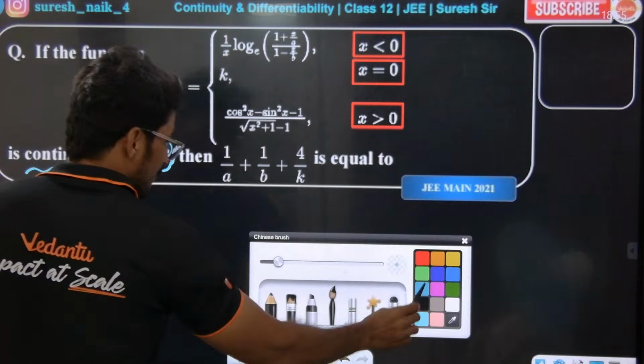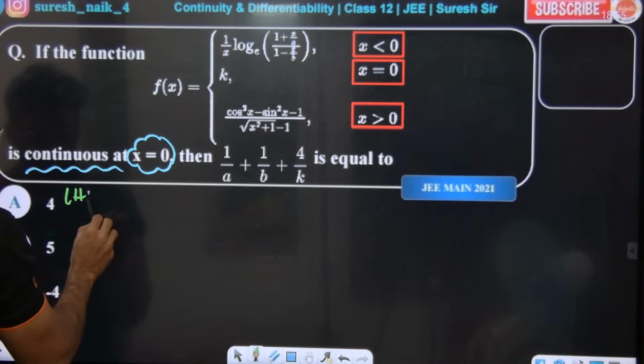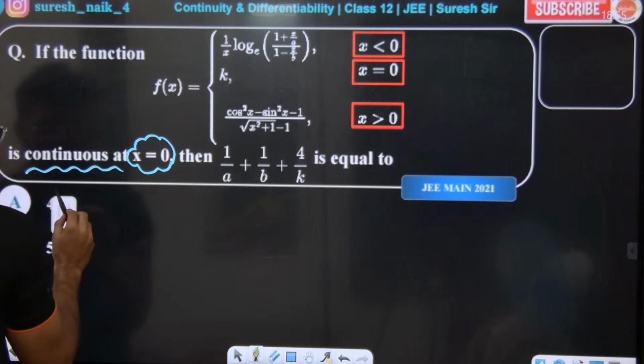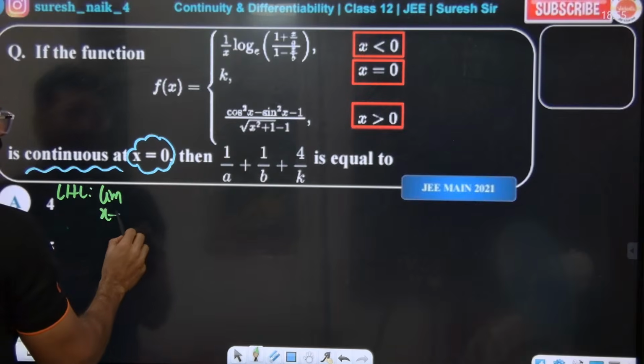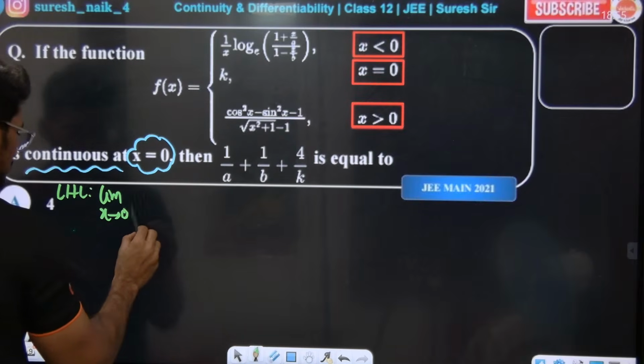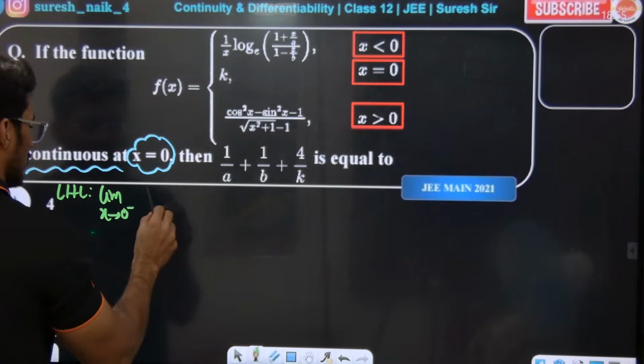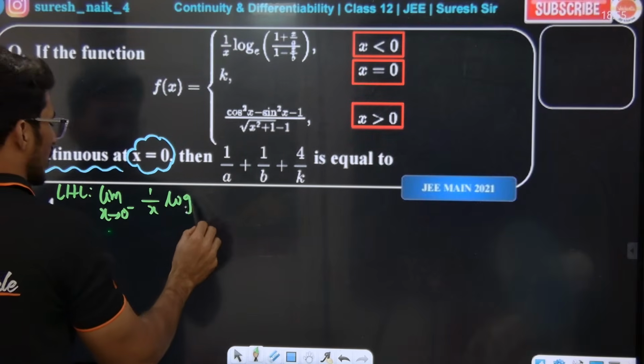Super sir. Now I have found out the LHL. What is LHL? I am finding the limit as x tends towards 0 minus, which means on the left side, 1 by x log base e.